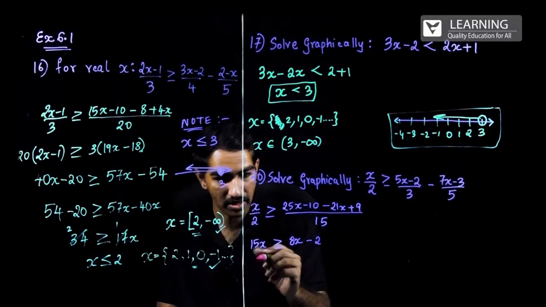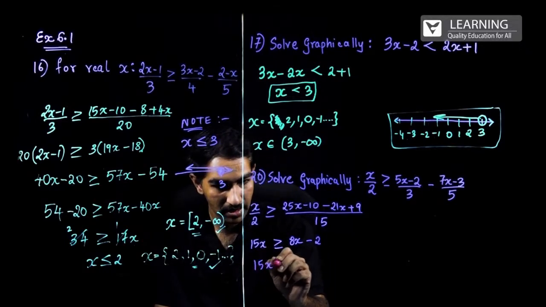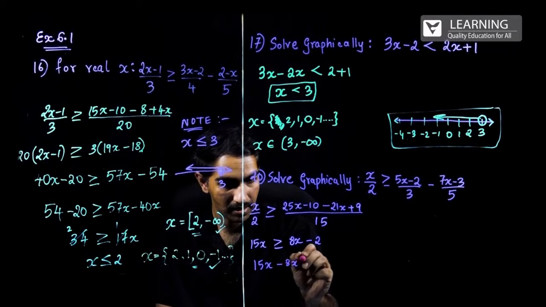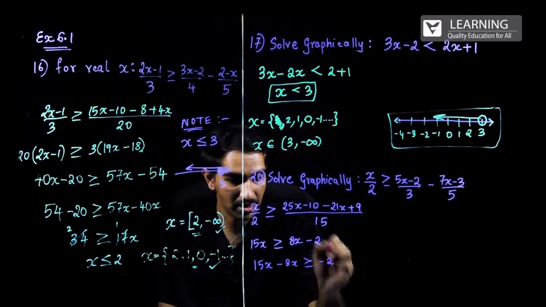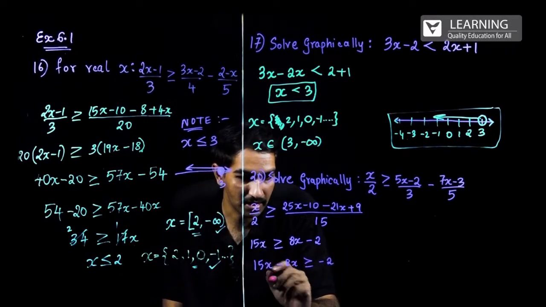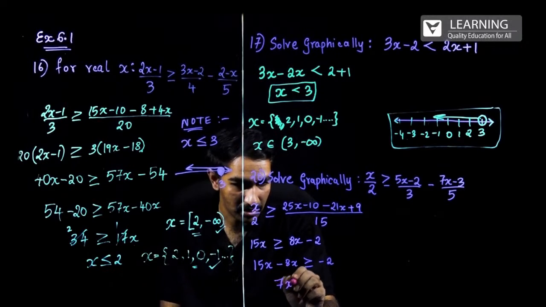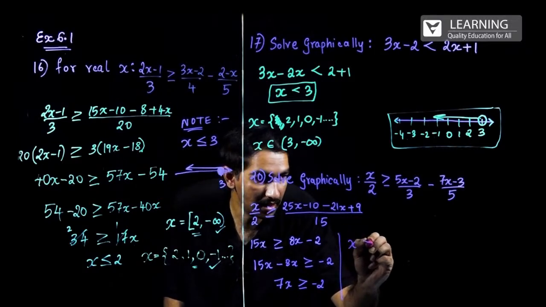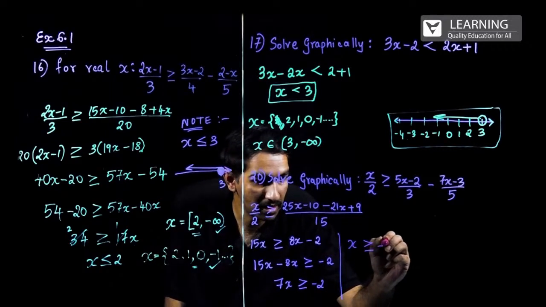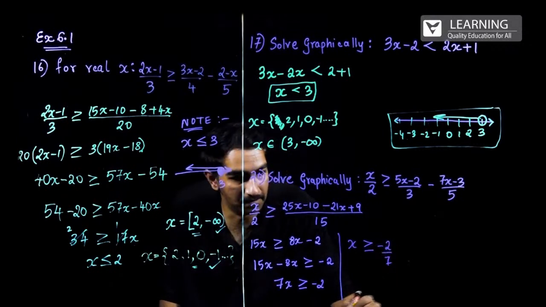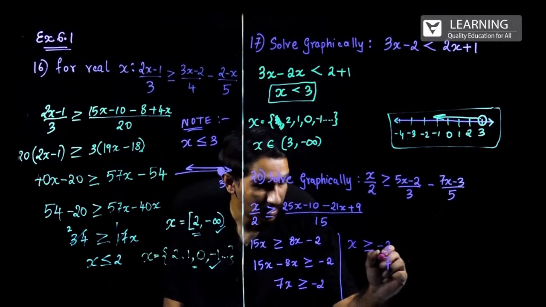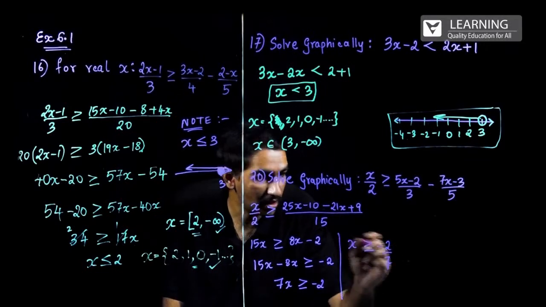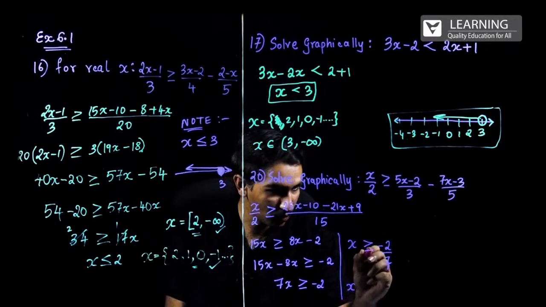Now send this 8x on this side. So 15x minus 8x is greater than or equal to minus 2. 15x minus 8x is nothing but 7x greater than or equal to minus 2. So what is x, students? x is greater than or equal to minus 2 by 7. Correct? How do we write that? x, now we have equal to, right?